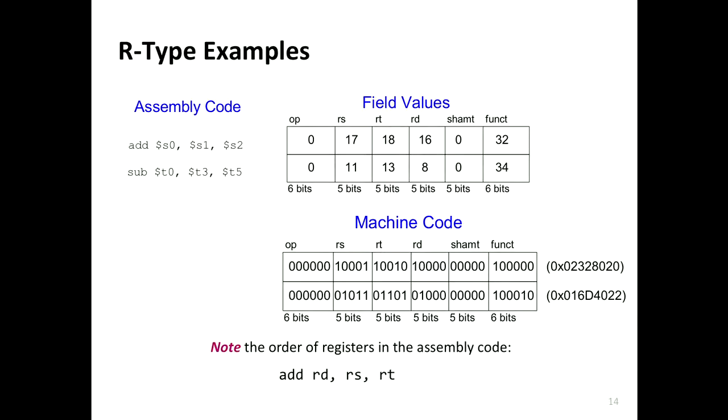Let's move forward. So we have add S0, S1, S2. When you convert it into machine code, this is exactly what it is. So you have opcode 0, source, all the addresses are converted. We saw this last week. And you have this as your machine code. This is the one that is stored in the instruction memory. Okay?